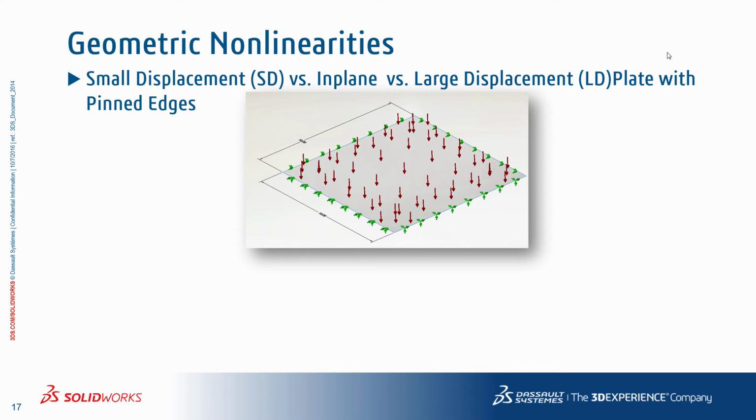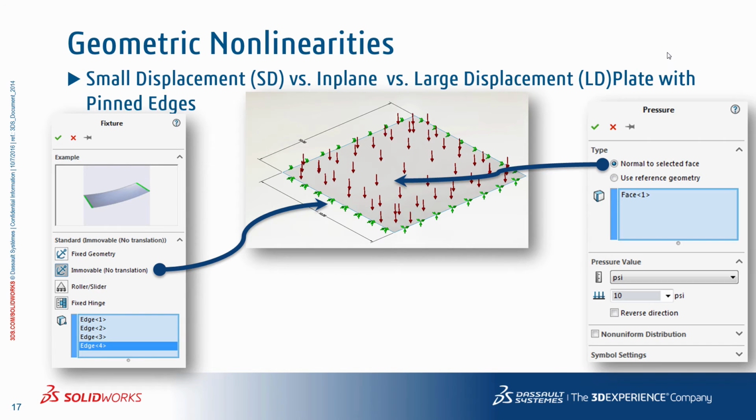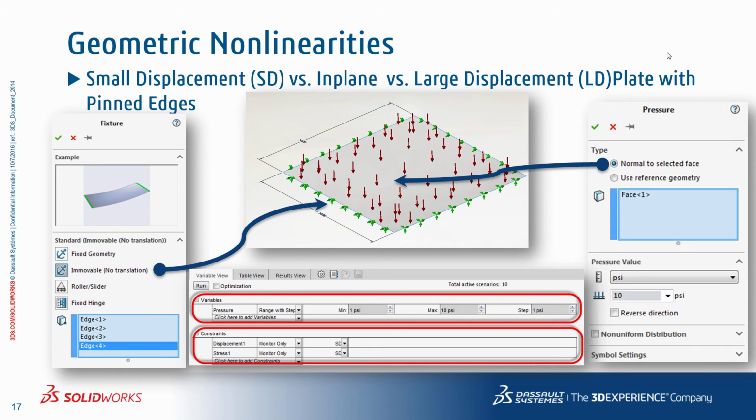Now, in this example, let's go ahead and examine a flat plate which is pinned on all four edges. A shell mesh model is used and a uniform surface pressure is applied on this plate. The pressure magnitude is actually controlled by a variable in a design study from 1 psi to 10 psi. Now, if you're not familiar with design studies, you can read about them in the online help or review the SOLIDWORKS Simulation Step Up series, chapter number 303.